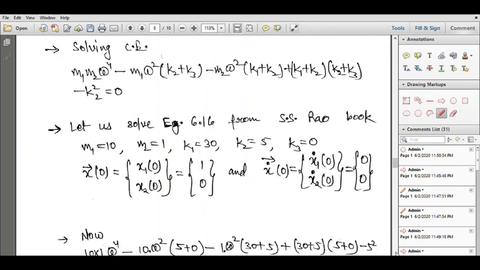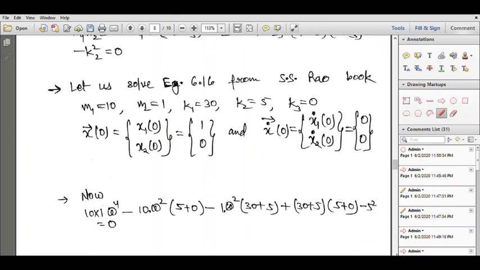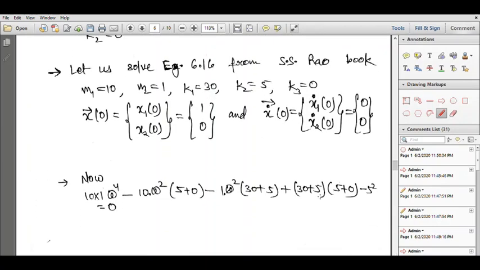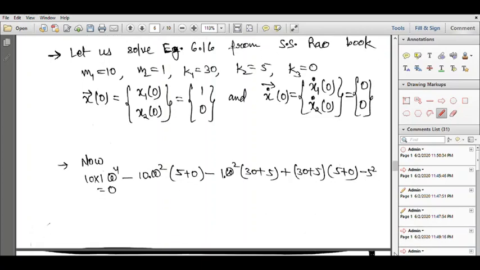Now I come to the characteristic equation solution part. So here I'll put the values of m1, m2, k1, k2 and k3. So I put these values out of the example. You can see I put the values here. So the only variable left will be omega square. Other things are known.